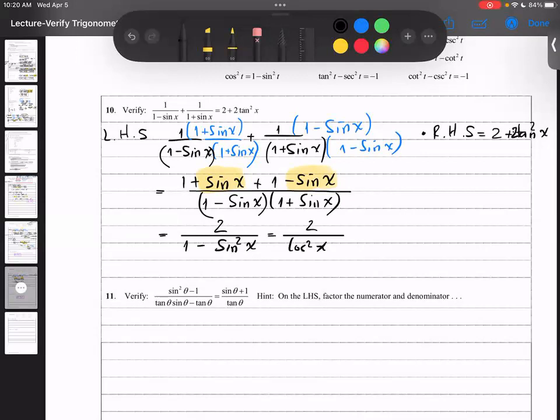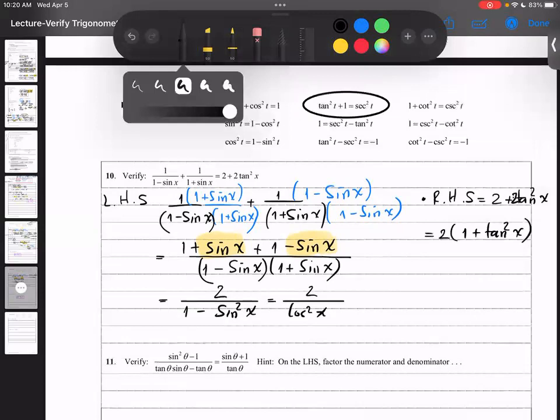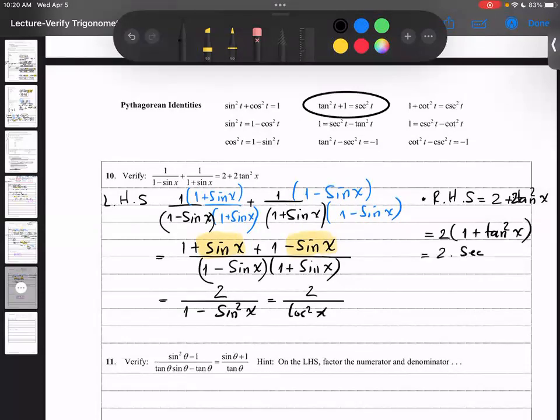So the first thing I see, I'm going to factor out the 2. Is that okay? That's my first reaction. I see common factor, GCF. Right? What's 1 plus tangent square x equal? Secant square x, right there. It's just 2 times secant square x.